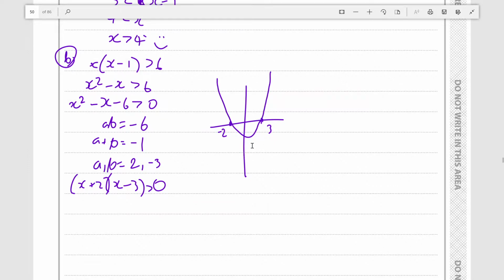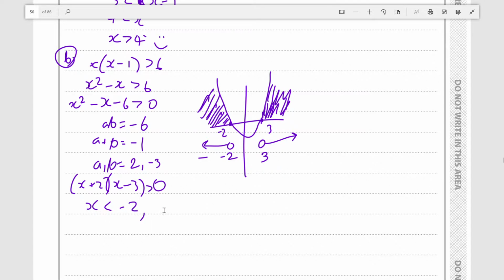Now, we want the values of x where it is strictly greater than 0. So everything on this side, which is strictly past the minus 2, and then everything on this side, which is strictly past the 3. So x must be strictly less than negative 2, or x must be more than positive 3. My bad, I have misspoken.